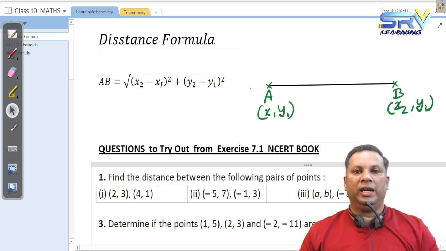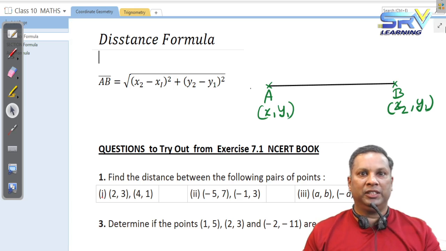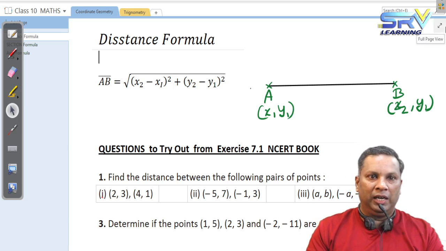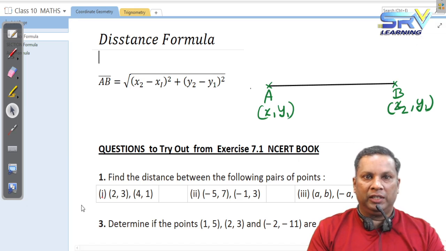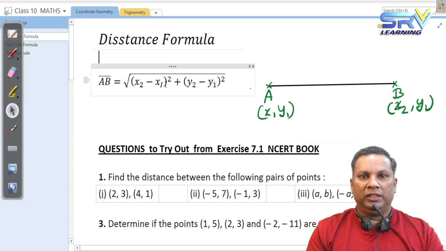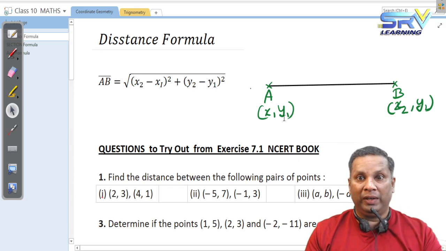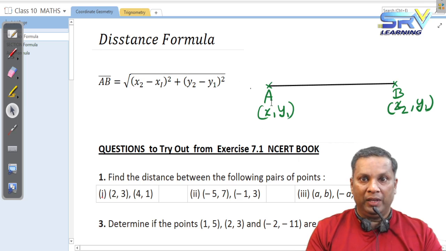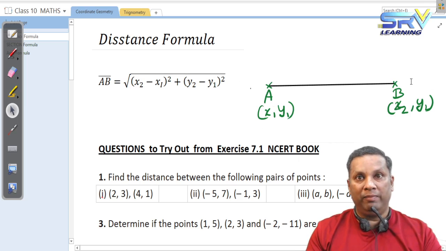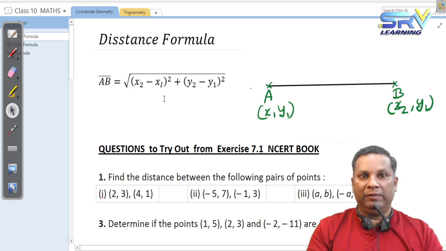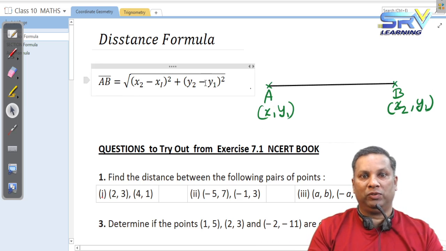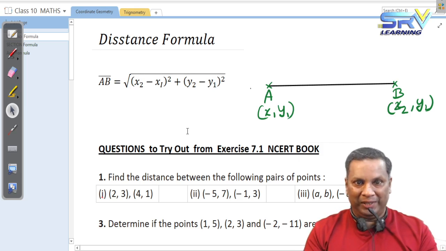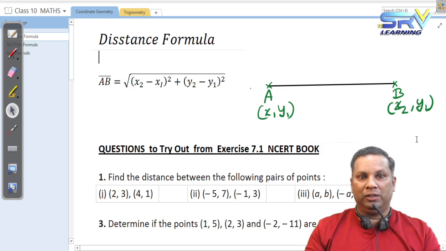So children, we have the first formula with us, which is the distance formula, and in distance formula you know that it is x2 minus x1 whole square plus y2 minus y1 whole square, where x1 and y1 are coordinates of point A and x2 y2 are coordinates of point B. So distance between AB is given by this particular formula, x2 minus x1 whole square plus y2 minus y1 whole square, whole thing under root. Okay, so let us try and do these questions.